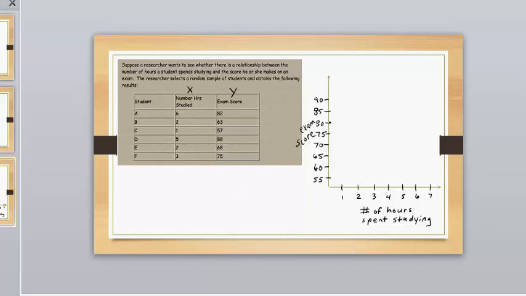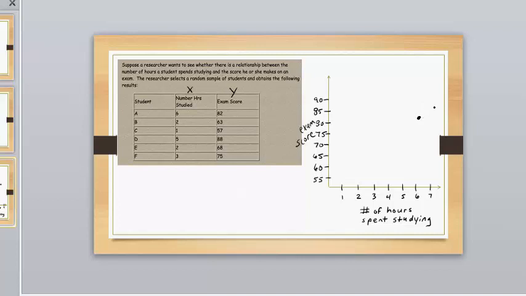Now, a scatter plot is just a graph of points. So you want to plot a point for student A. Student A studied 6 hours, so I'm going to go to the 6 on the x-axis, and I'm going to go up to 82. And I'm going to place a point.